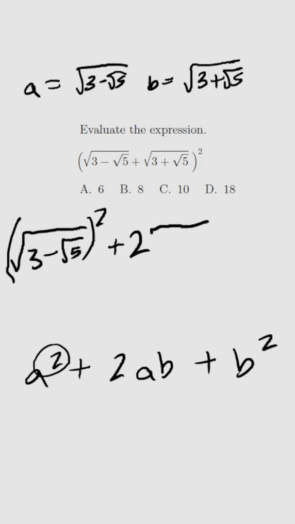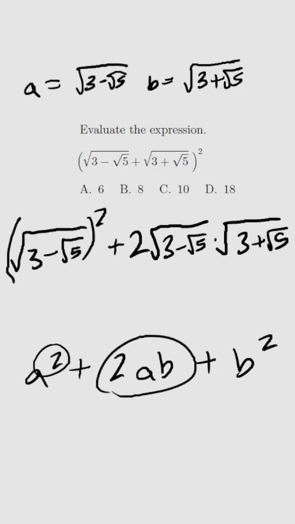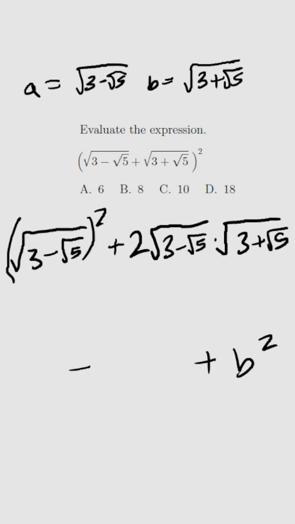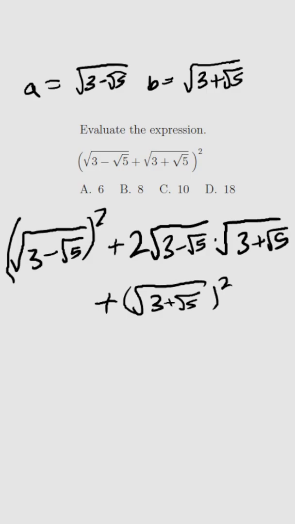So a is square root of 3 minus rad 5. And then we're going to do times another radical, but there's a multiplication between them, 3 plus rad 5, which is b. Okay. So that's going to be 2ab. For b squared, that's just going to be the last term squared. So that's square root of 3 plus rad 5, squared. Okay. So this is actually what happens when you distribute the squared, or when you FOIL the sum of these two terms. And some of this will cancel out pretty nicely.